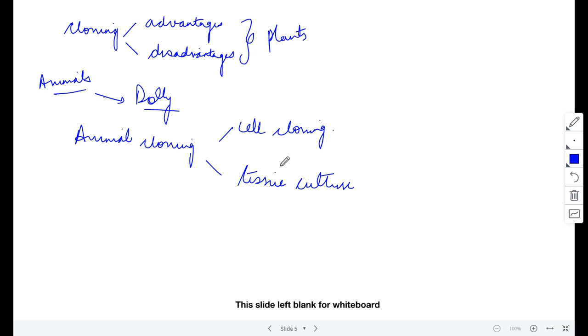Yeah. And then what is cell cloning? Cell cloning, in the lab, if the cells are cloned, the scientists can use it for research. Now are you clear with this? Yes. So now can you tell me what are the advantages and disadvantages of cloning in plants and animals? Let's talk about plants. Can you repeat what I have told you?